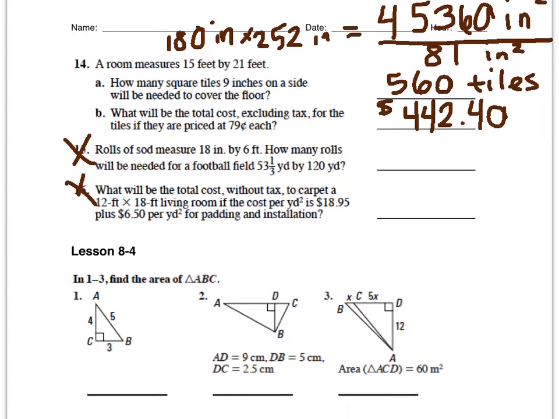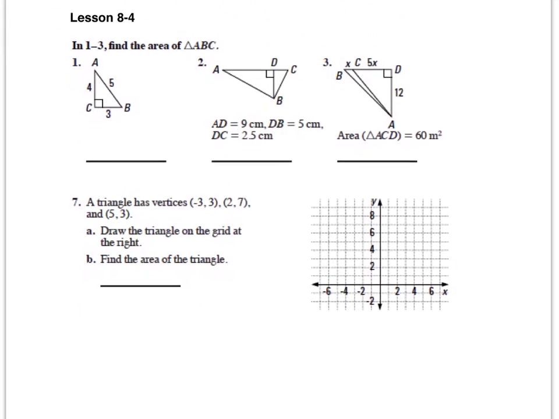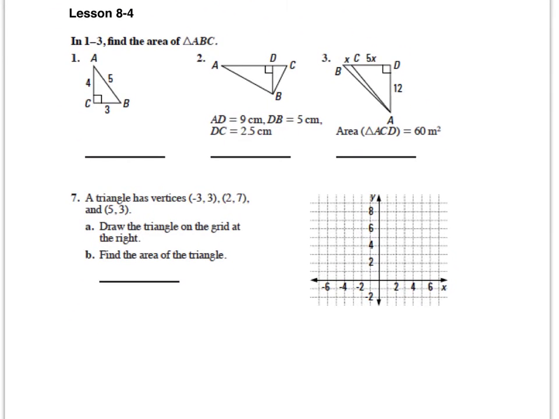Moving on, down to lesson 8.4. This is the lesson about areas of a triangle. Remember, area of a triangle, which is going to be the case for this entire lesson, is 1/2 base times height. Base and height for a right triangle in number 1, the base and the height are the legs, so it's 1/2 times 4 times 3, which is going to give me 6 units squared as my area there.